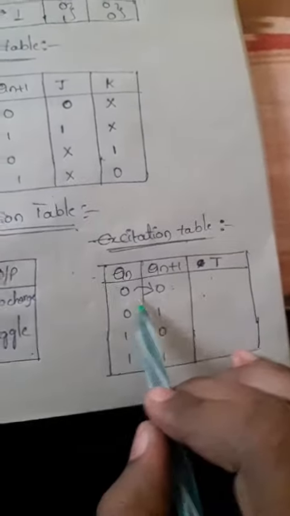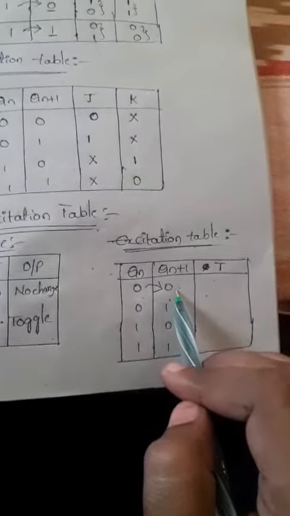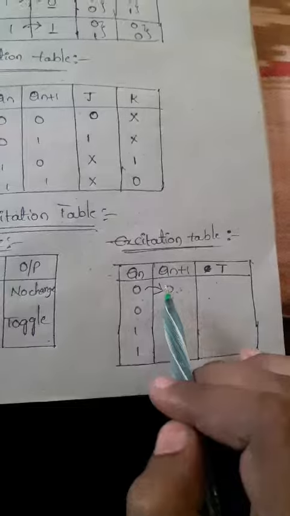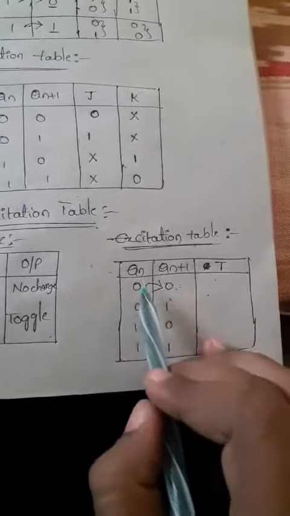So that means we should compare both the values, whenever Qn is changed to Qn plus 1 or not. So here the Qn value will be 0 and the Qn plus 1 value will be again 0. That means the present state output and the next state output will be the same. So here both the values don't change from one state to another state.